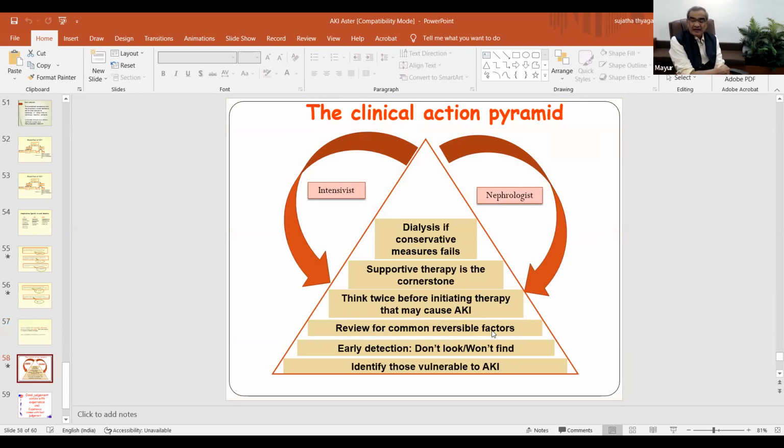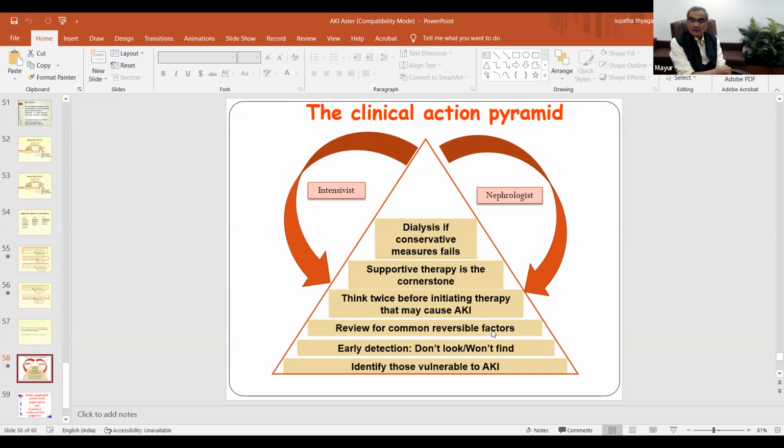So this is the clinical action pyramid. You look at the base. This is the very important one. Identify those who are vulnerable to develop AKI. Early detection, strict monitoring of electrolytes and other parameters to assess the ongoing renal function.